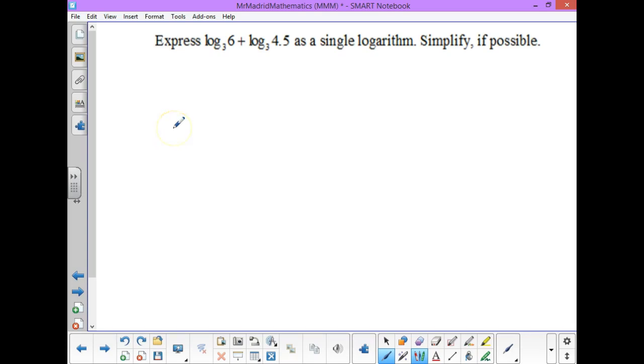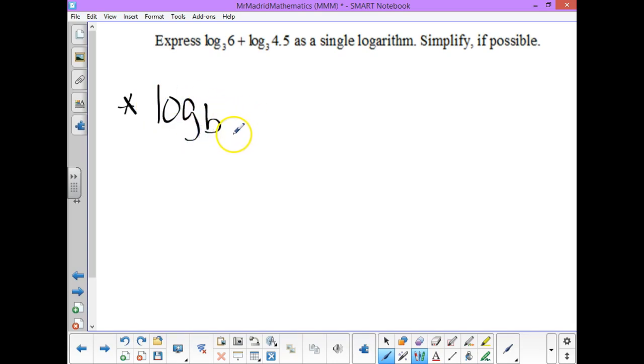Alright, let's see here. So this first problem: express log base 3 of 6, and it's good to read them, okay, as much as possible, plus log base 3 of 4.5 as a single logarithm. Simplify if possible. Alright, so this formula is called the product property of logarithms, and I'll write it out here in general.